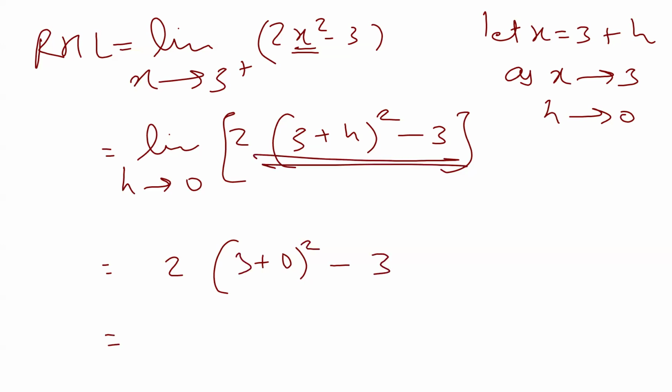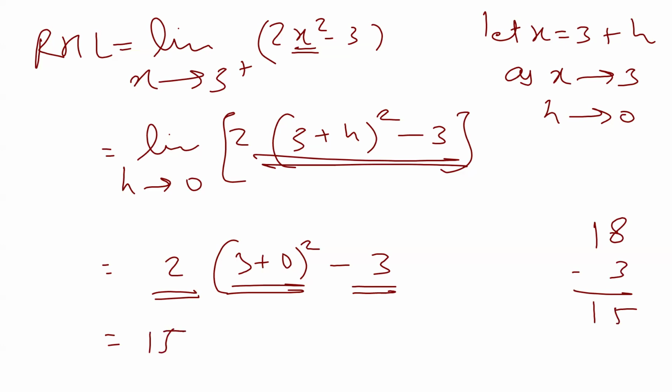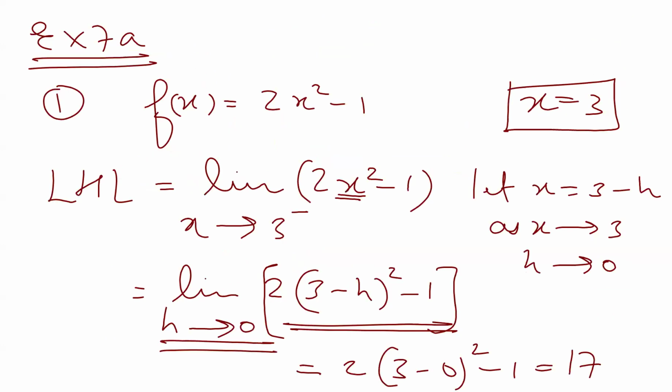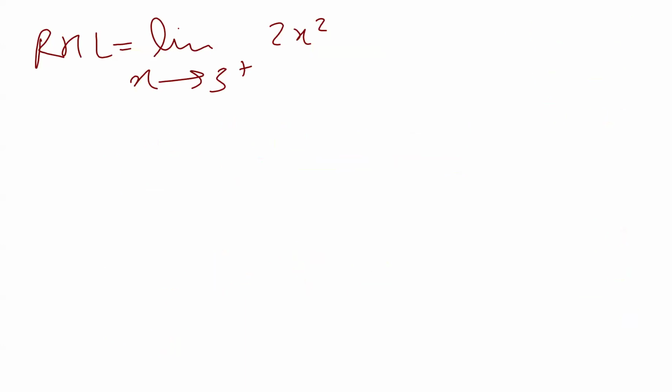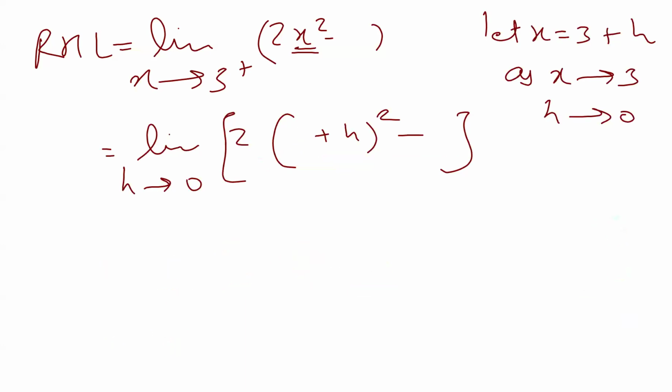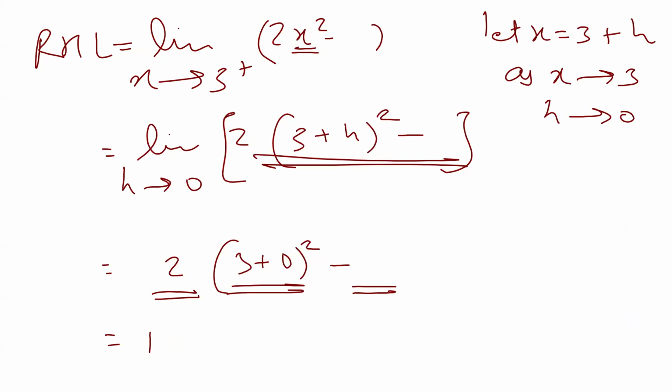No need to simplify this because there is no denominator. No need to worry about that. And this will be 9 into 2, 18, 18 minus 1, that will be 17. Let me go back to the previous slide, just wait. Okay, 2x square minus 1 is the function, I'm sorry. So the function is 2x square minus 1, and this will be 17.